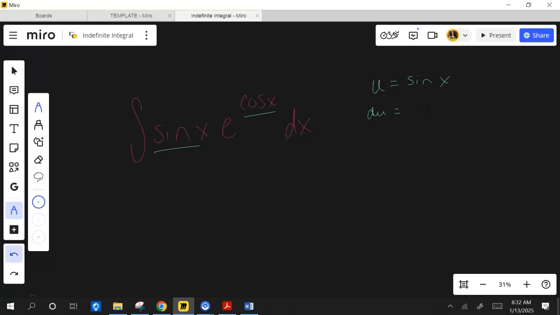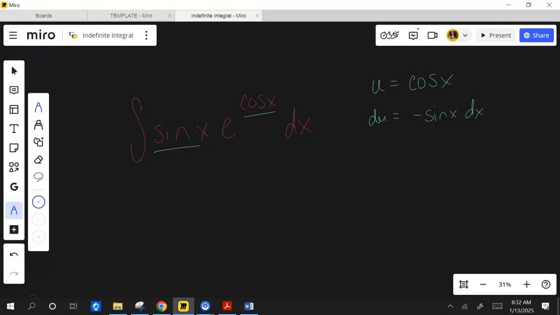You can't split it up that way, splitting the e from the cosine x. Watch what I'm doing. If I let u be cosine x, what is du? Negative sine x dx.